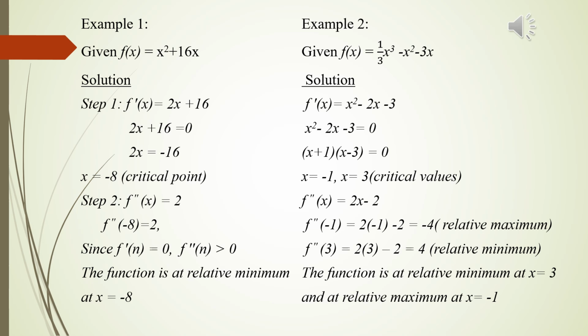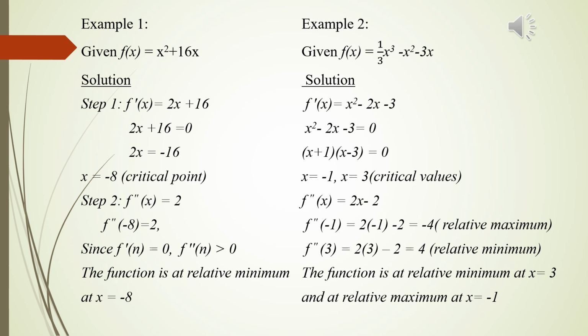So that's how to do that. We can see that 2 is greater than 0. The f double prime of minus 8 is greater than 0. It's positive, so the function is at what? Relative minimum. Example 2, given f of x equals 1 over 3 x raised to power 3 minus x raised to power 2 minus 3x.